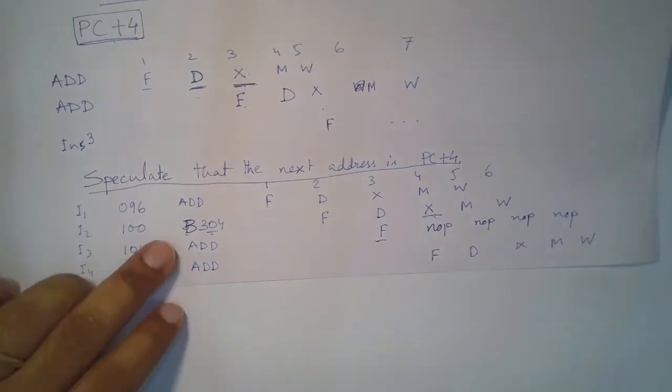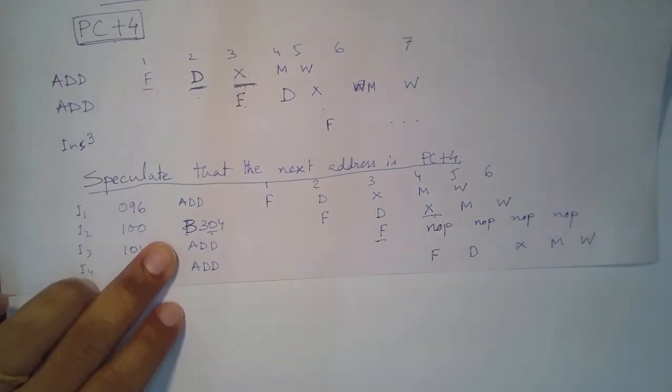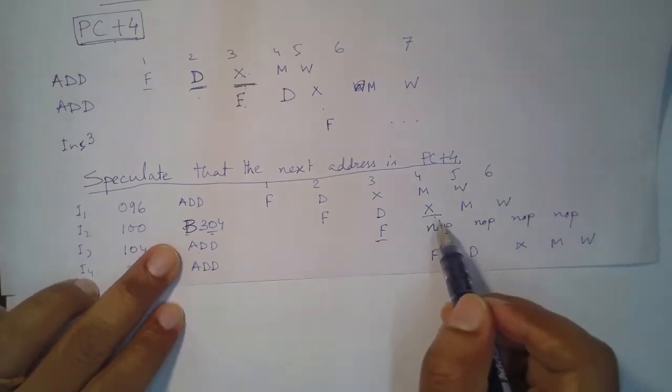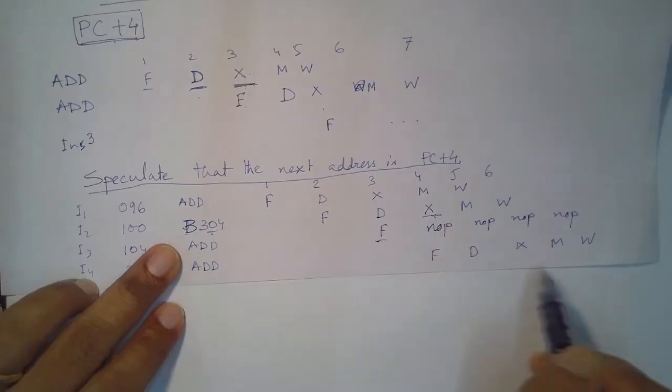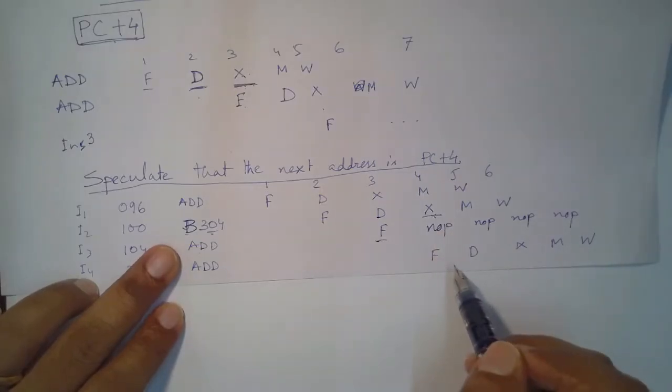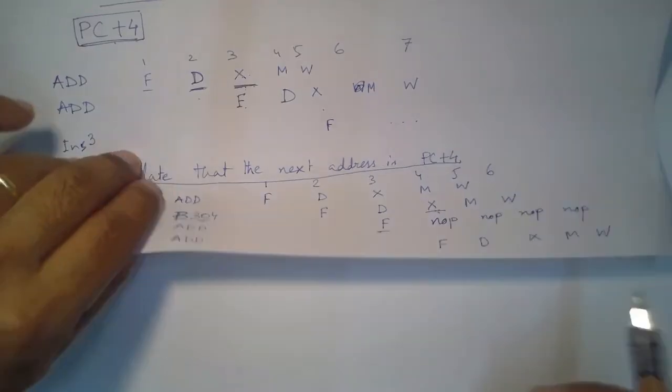But if it was a conditional branch, then the outcome of the branch will be known only after the execution unit, and by that time you will be fetching one more instruction, and so you have to kill two instructions. So I will just give you one example to highlight this point.